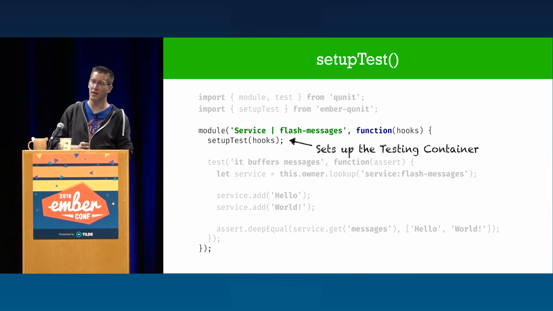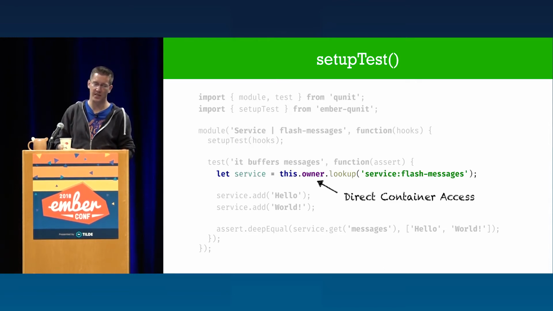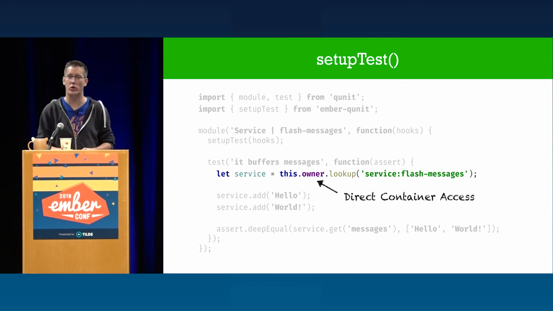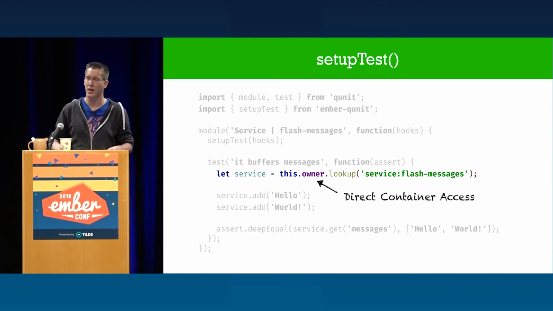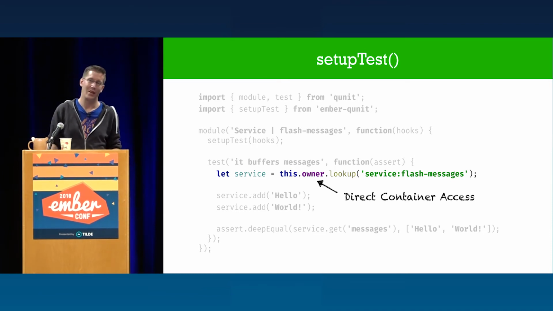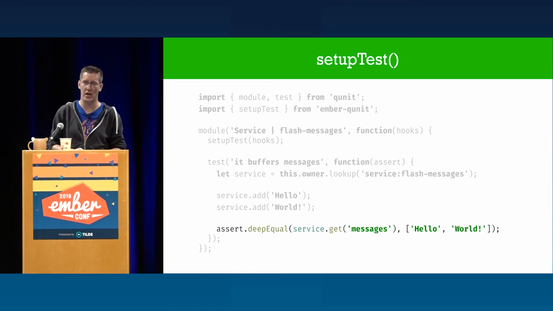This setup test function makes the testing container available inside of tests. And what that means is, inside of the test, you have access to this.owner. This.owner has a method called lookup, and you can use that to look up basically everything that's on the application container. So stuff like services, controllers, routes, technically even components, although components should be tested in another way. And finally, once you have an instance of, say, the Flash Messages service in this case, you can use that to assert stuff like properties, method calls, and whatever you want, basically.